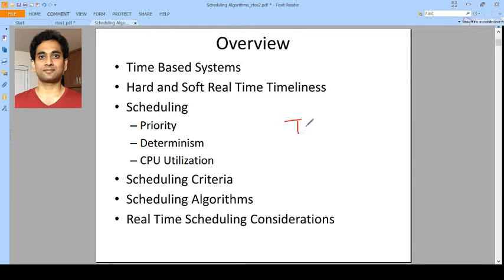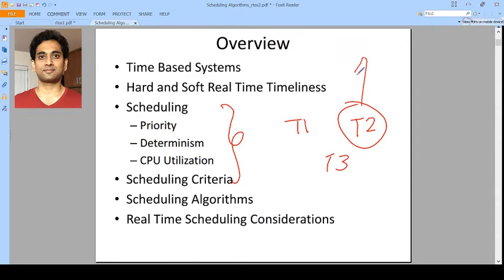So for example, there is a task T1 and there is a task T2 and there is another task T3, all of them waiting in a queue to get access to the CPU or processor. Now it is the job of my operating system to pick one of these tasks to run. Now, how does the operating system do that? On what criteria does an operating system make a decision as to which of these tasks gets access to the CPU? That is the fundamental idea behind scheduling.